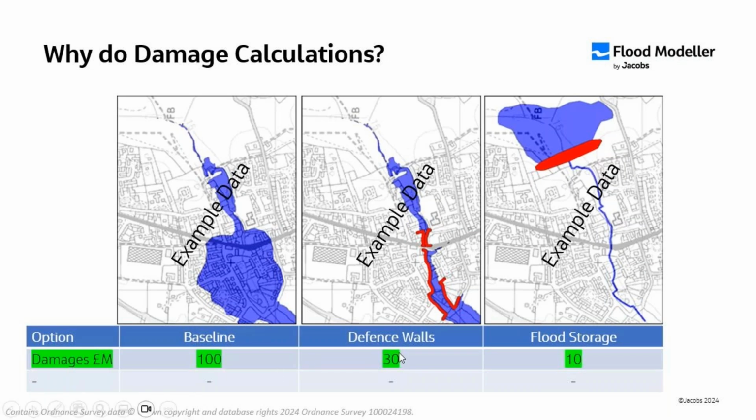So these numbers here are the information that damage calculator can give you, the damages. Once you've got those numbers, it's some very basic maths to tell you what the benefits of each option are as well. So the difference between 100 and 30 is 70. So your defence walls give you £70 million worth of benefits. The difference between 100 and 10 is 90. So that flood storage area gives you £90 million worth of benefits. You can compare the benefits with what the various options cost to see which are good value for money.